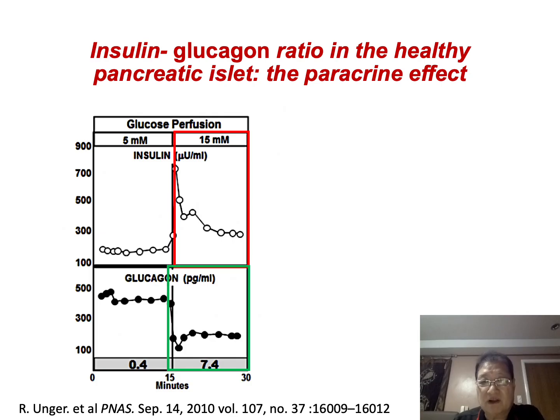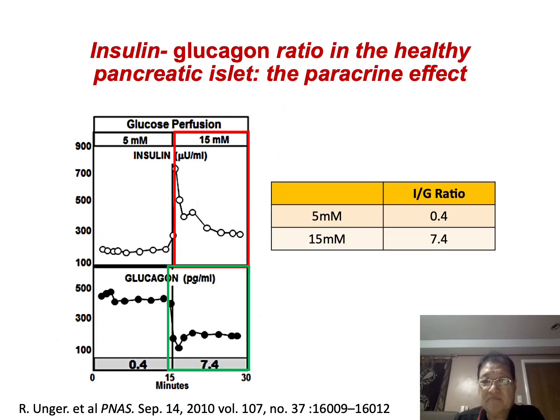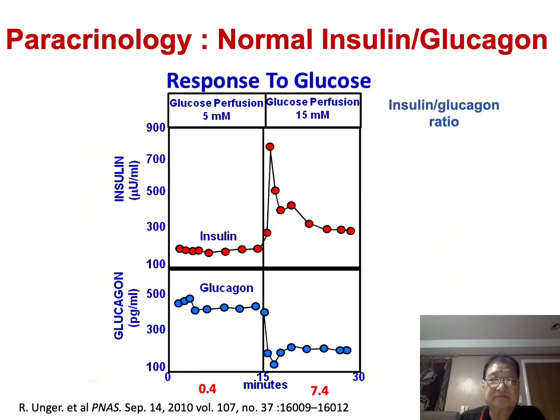The paracrine level of insulin reaching the alpha cells has been estimated to be between 2,000 to 4,000 milliunits per ml. That's huge. So the insulin-glucagon ratio with 5 millimolar of glucose is computed at 0.4, and the high of 7.4 at 15 millimolar of glucose. Again, this is in normal, healthy pancreas. Now, let me try to explain this again through paracrinology, which is the study of normal insulin and glucagon in response to glucose in the islet cells.